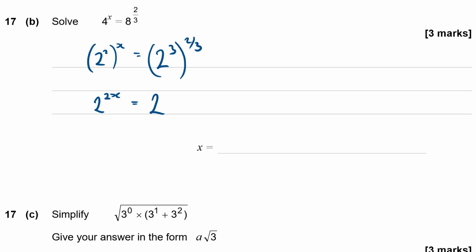what's 3 times 2/3? That's just 2, isn't it? So 2 to the 2x is equal to 2 to the 2. So then equating our indices, because the bases are the same. These two bases are the same, look, they're identical. So it means I can equate the indices. So 2x must be equal to 2. So x is equal to 1.